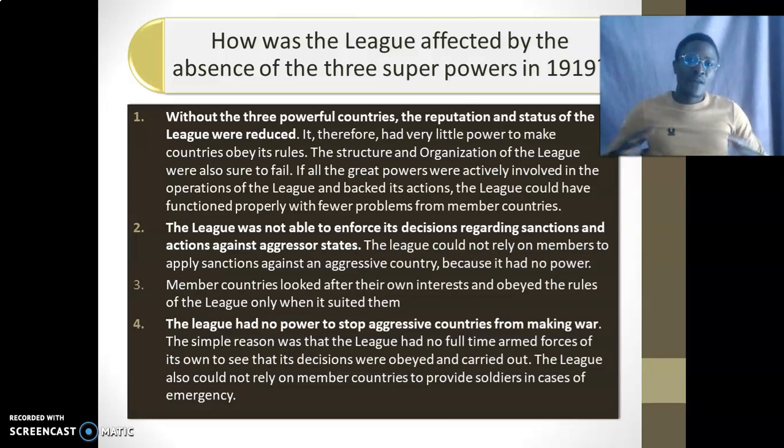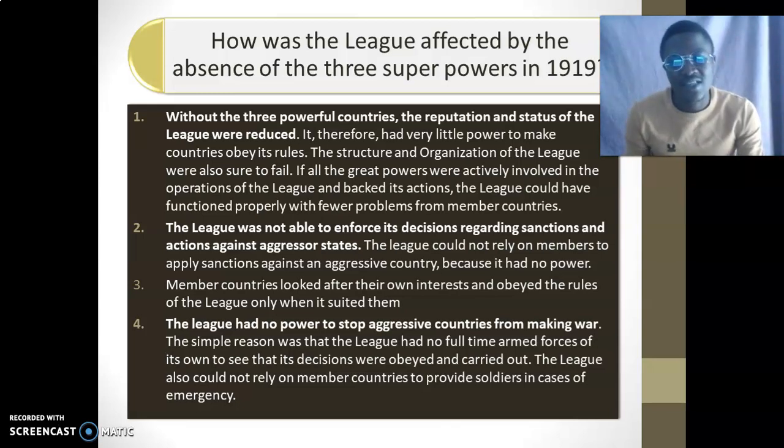Just like we said, if the USA, Russia and Germany had been part of the League of Nations, it would have been taken more seriously, because the USA is rich in terms of capital, Russia is rich in terms of military equipment, all those things. Then Germany had a large population, a very intelligent population, scientists who were capable of inventing new things that could be used. But there you have it. There's no need for me to go deeper into it.